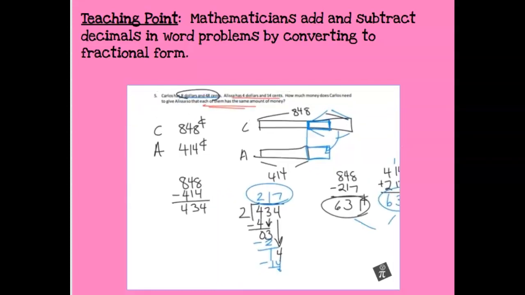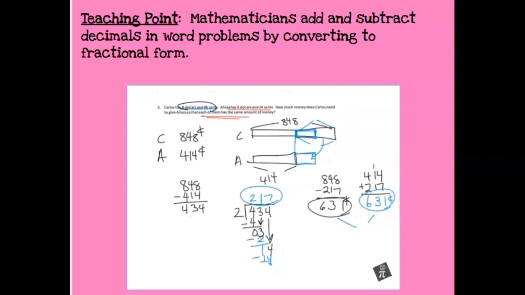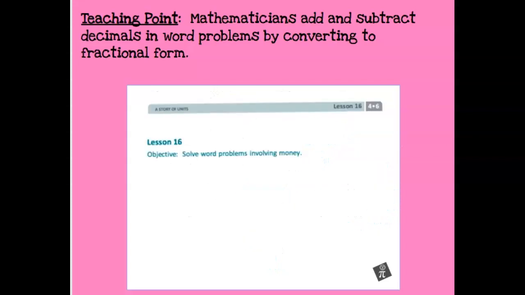So that wraps up a very interesting problem. I love that one. And that also wraps up 4th grade Module 6, Lesson 16, solving word problems involving money.